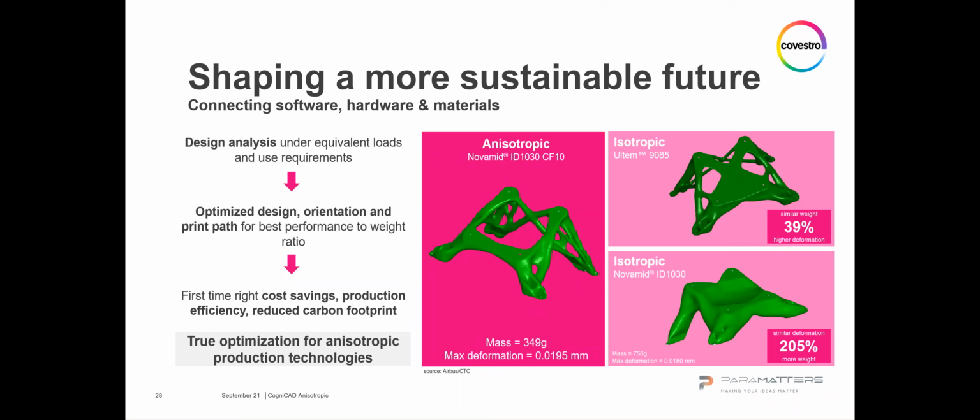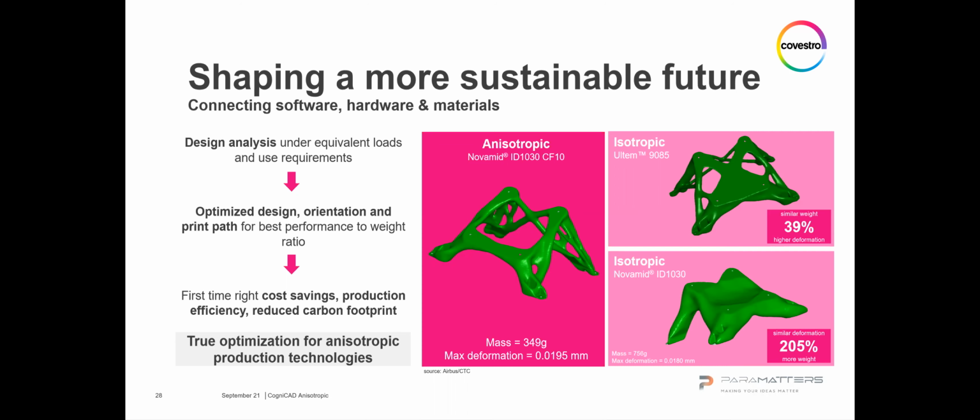In the middle, what you see is an anisotropic bracket. The comparison that has been done by CTC is to compare similar weight, but what if we compare on the same deformation? Then you see the consequence of printing an isotropic material, a Novamid ID1030, which is unfilled. What is the weight of such a bracket, and what is then the consequence? It has the same deformation, the same performance, but of course the weight is significantly different.